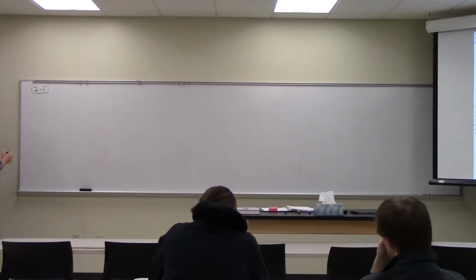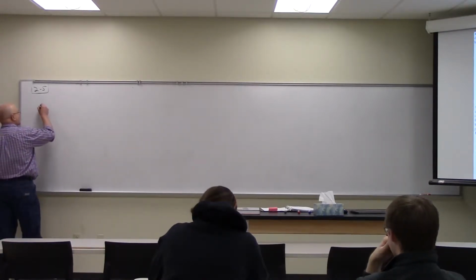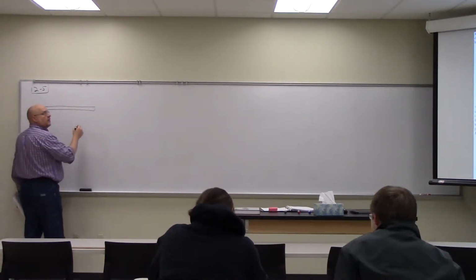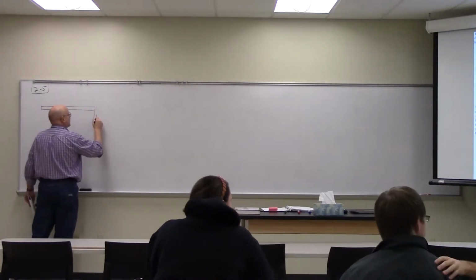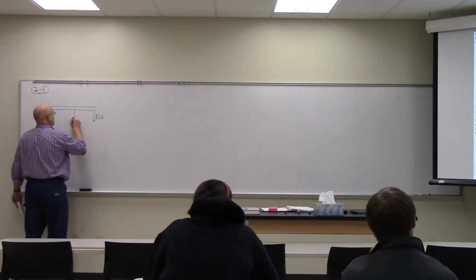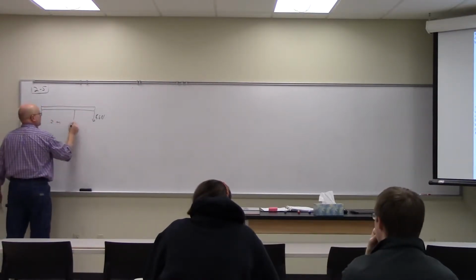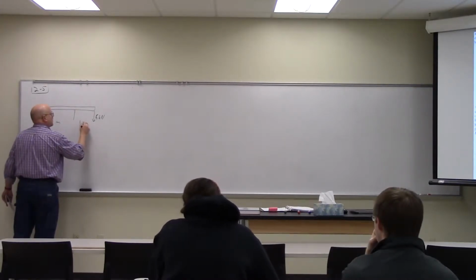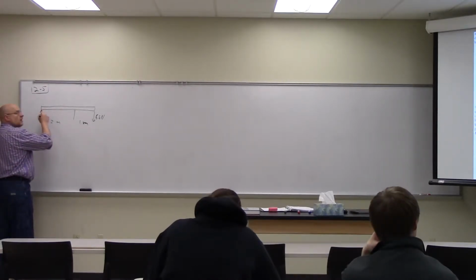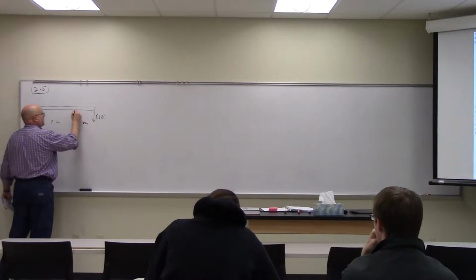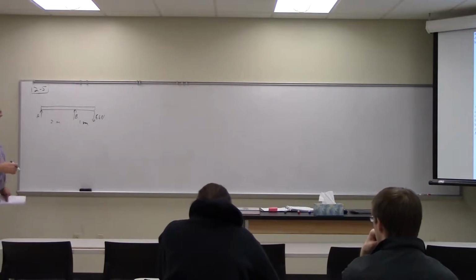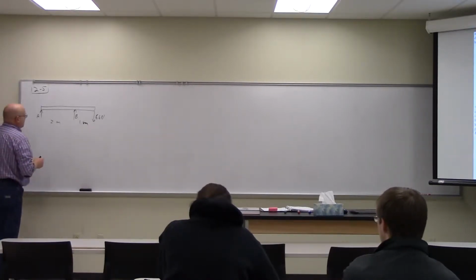All right, let's go with the free body diagram. Here's my shaft. All right, and we have 6 kilonewtons pulling down on this end, and we have 2 meters, 1 meter. And we have reaction forces. So we have an A reaction force and a B reaction force. Okay? Now what? Solve for reaction forces.